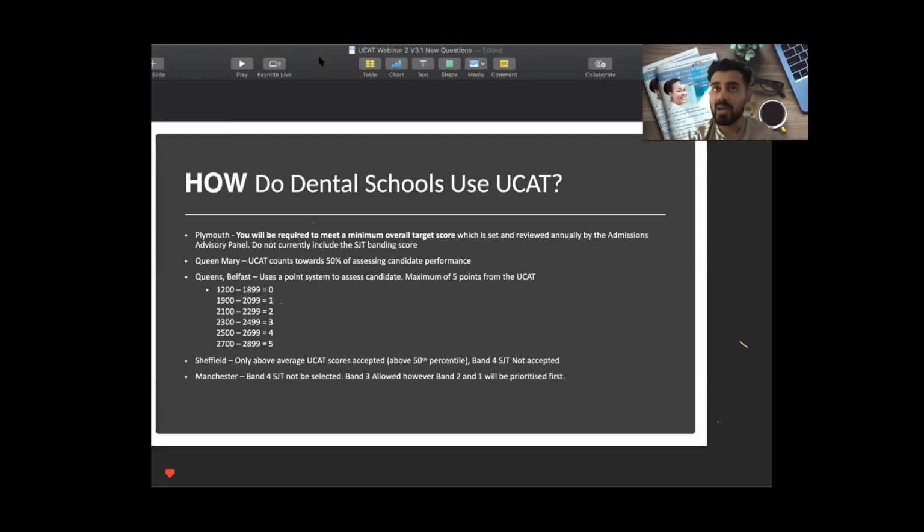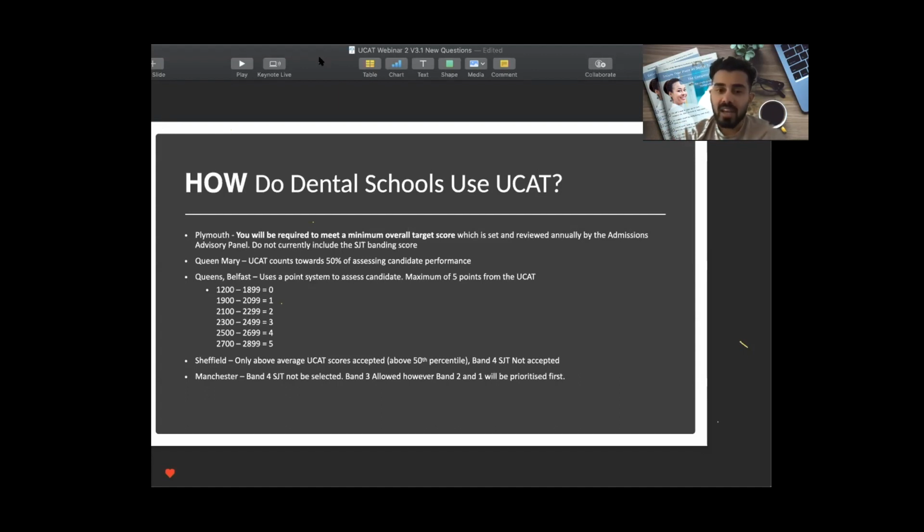The other thing is knowing whether they consider the SJT component, which is the fifth component of the UCAT, and that has different bandings. Certain universities won't actually accept you if you're in a lower band, for instance a band 4 for Manchester, as it says on the slide. Now, from year to year, universities may change this criteria, so it's really important to be up to date with the university that you wish to apply to for 2021 entry. This table is the most up to date from the websites.